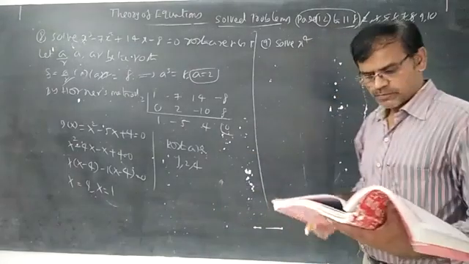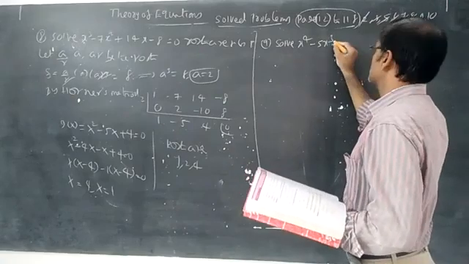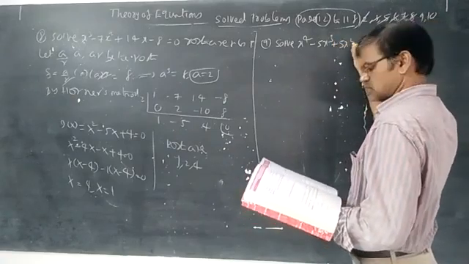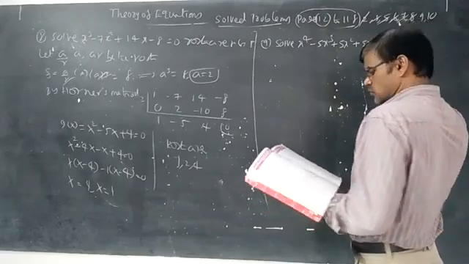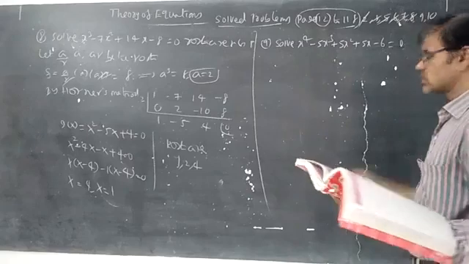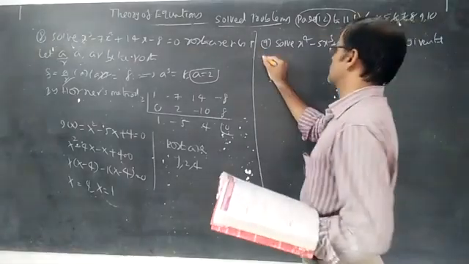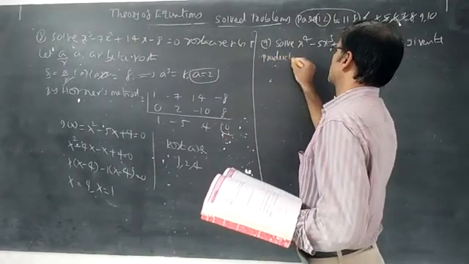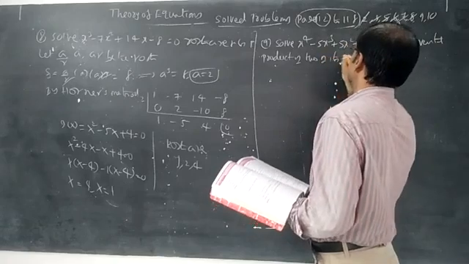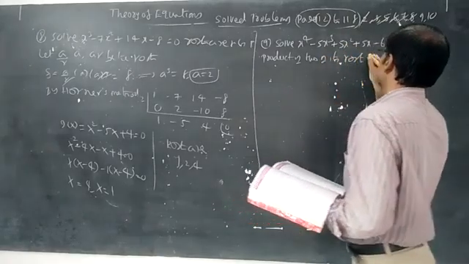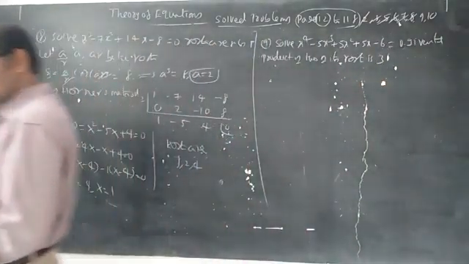x power 4 minus 5x cube plus 5x square plus 5x minus 6 equal to 0. Given that the product of two of its roots is 3.